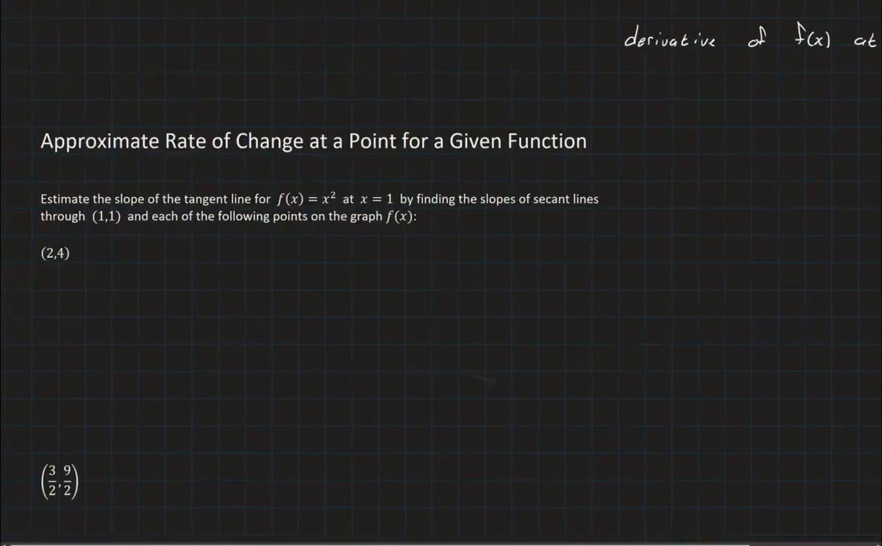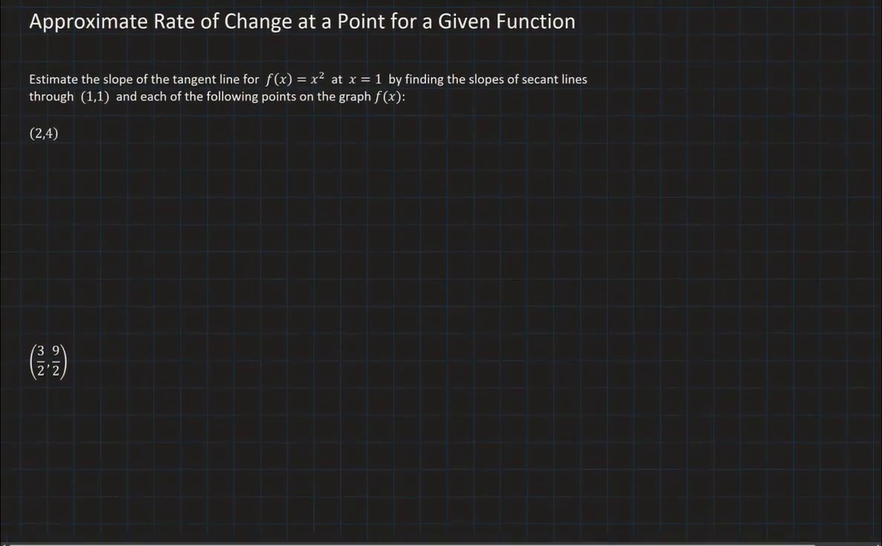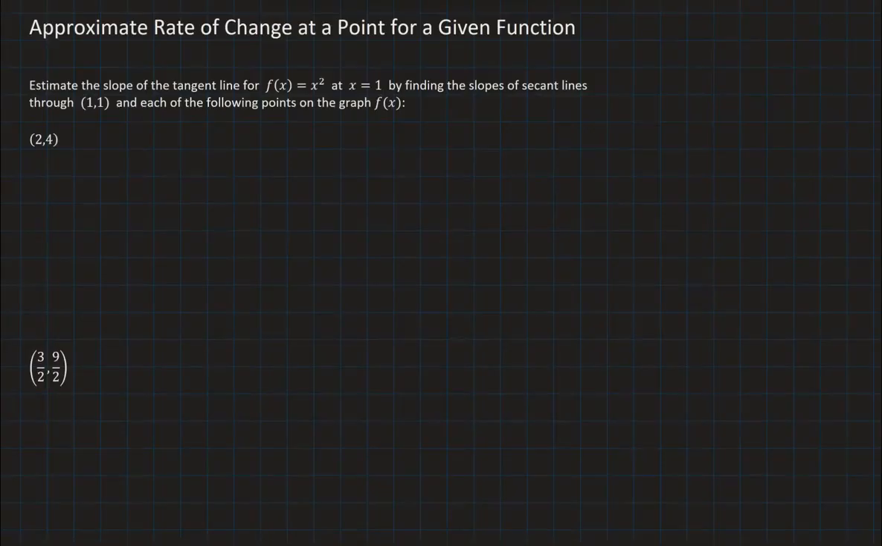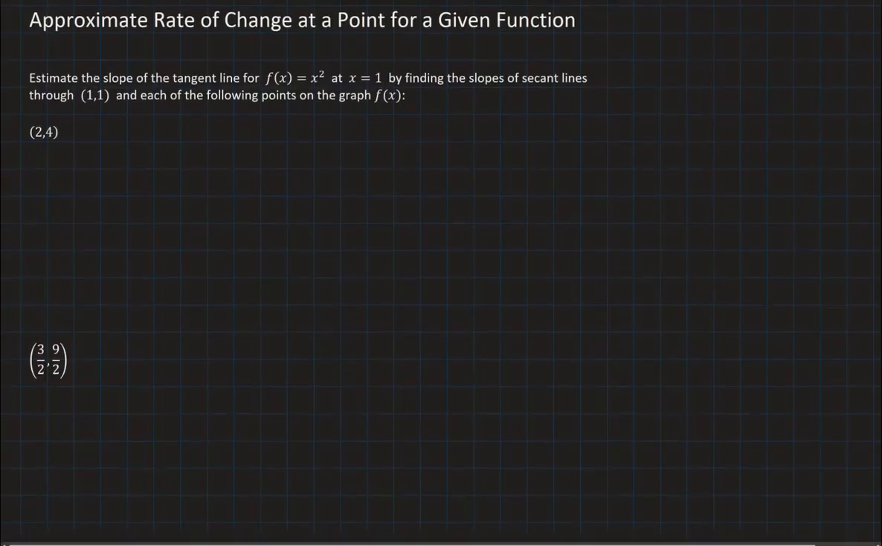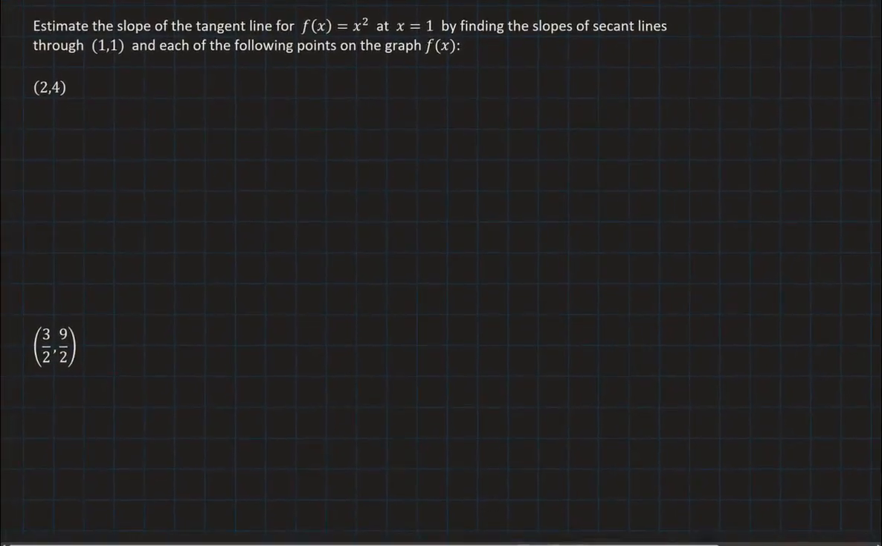Now, we're going to do a little bit of practice approximating the rate of change at a point for a given function. So let me zoom in a little bit so we can see this. This example says estimate the slope of the tangent line for the function f of x is equal to x squared at x is equal to 1 by finding the slopes of the secant lines through the point 1, 1 and each of the following points on the graph of f of x. So the point 2, 4 and the point 3/2, 9/2.